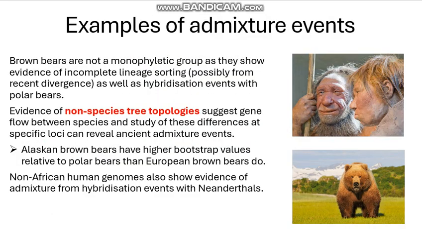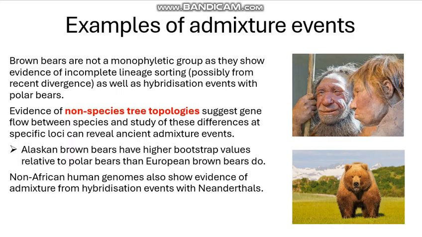So, a few historic examples of admixture events. Brown bears are not a monophyletic group, as they show evidence of incomplete lineage sorting, possibly from recent divergence as a species, as well as hybridization events with polar bears. Evidence of non-species tree topology suggests gene flow between species, and study of these differences at specific loci can reveal ancient admixture events.